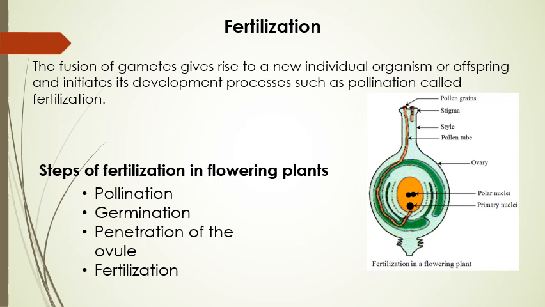Then the pollen tube begins to grow and germinate towards the egg cell. This tube is nothing but a path by which the sperm carried by the pollen reaches the egg. The pollen tube penetrates the ovule, which contains the female gamete, and then fertilization takes place, as shown here, where the pollen reaches the egg cell, leading to fertilization. This is the basics of fertilization, and I will explain more details about fertilization in the next slide.